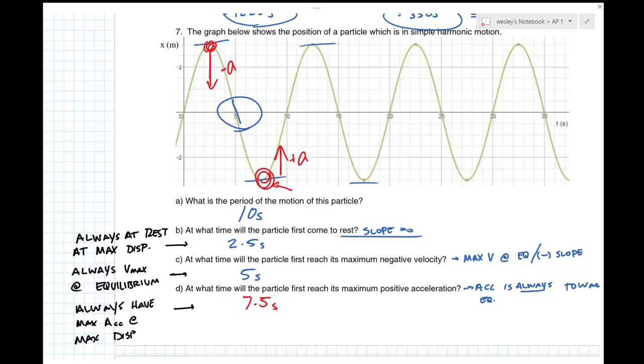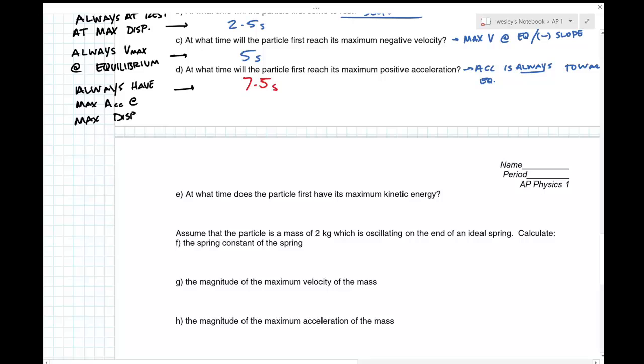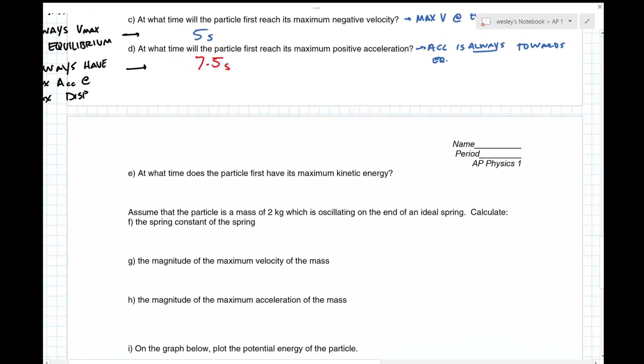Now, next part of this, at what time does the particle first have its maximum kinetic energy? So we are looking for first maximum velocity. That happens at time equals 0 seconds. That's when we first have our maximum kinetic energy. The next time is at 5 seconds. The next time is at 10 seconds. All right. Now, we get some more information about this particle.